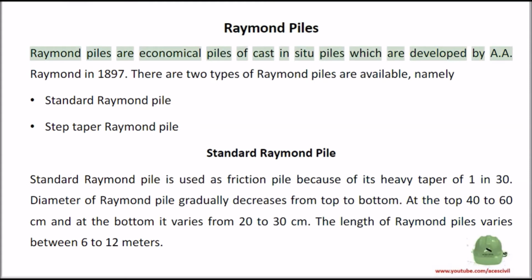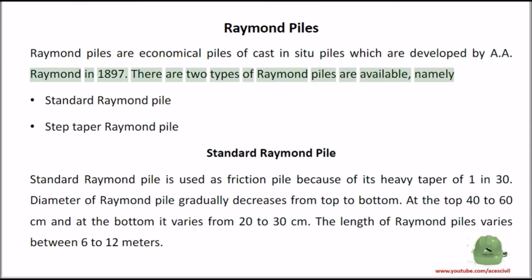Raymond piles. Raymond piles are economical piles of cast in situ piles which were developed by A.A. Raymond in 1897. There are two types of Raymond piles available, namely standard Raymond pile and step taper Raymond pile.